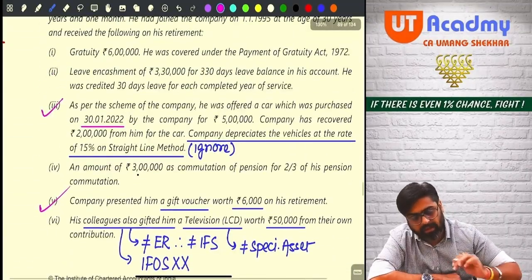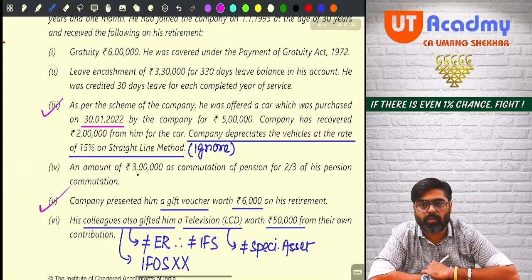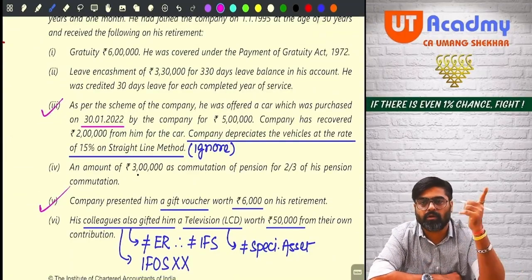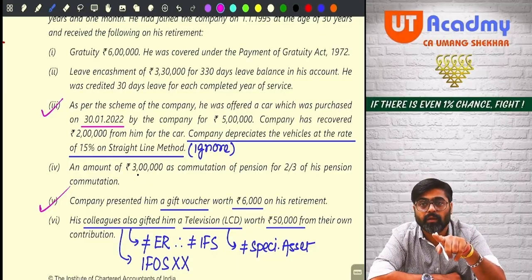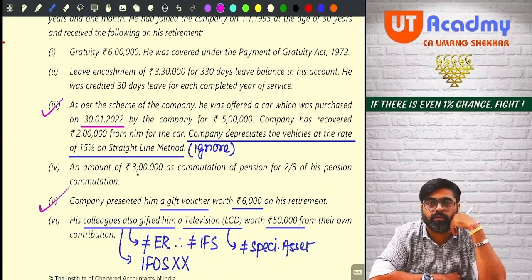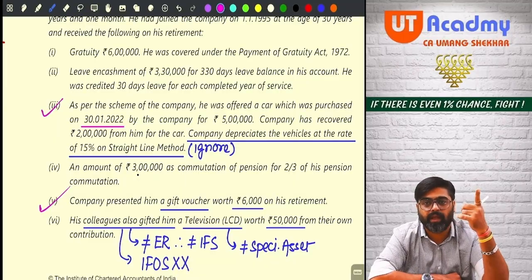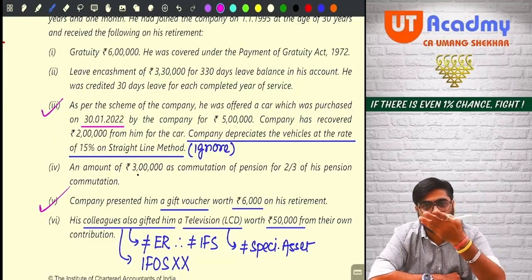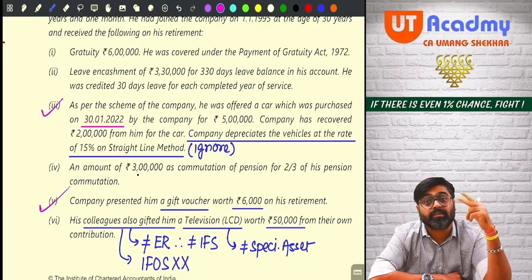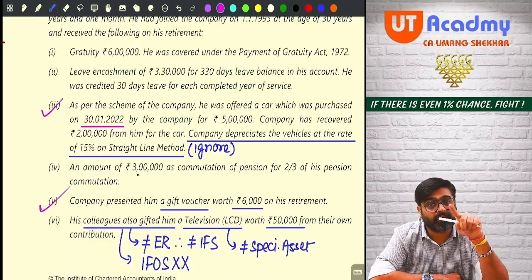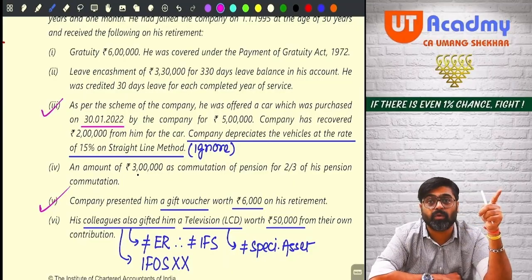Now on retirement he is getting gratuity also. Is he covered by POGA? Yes. A non-government employee receiving gratuity, and he is covered by POGA also. Will his gratuity be exempt? The answer is yes. Under which section? 10(10). How much? A. Actual amount of gratuity, which is nothing but 6 lakh. B. Maximum 20 lakh. Gratuity limit is 20 lakhs. And C. 15 by 26 into last drawn salary per month into number of years of service.